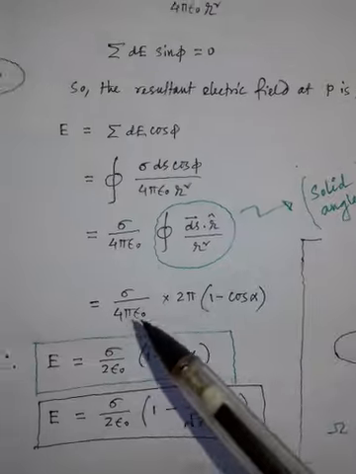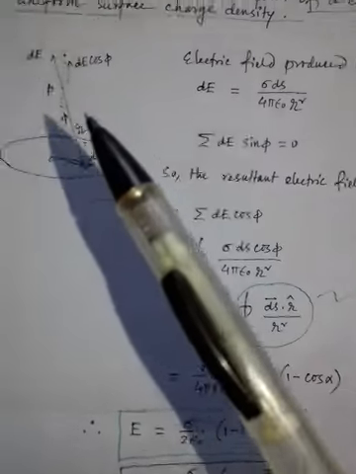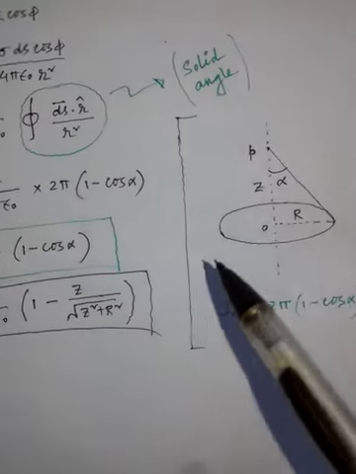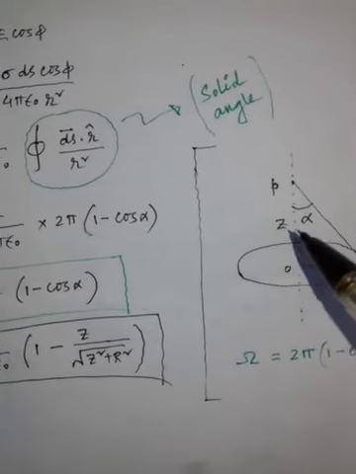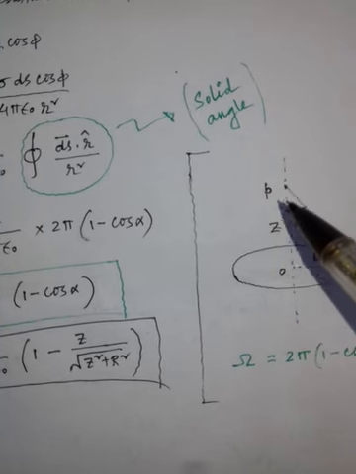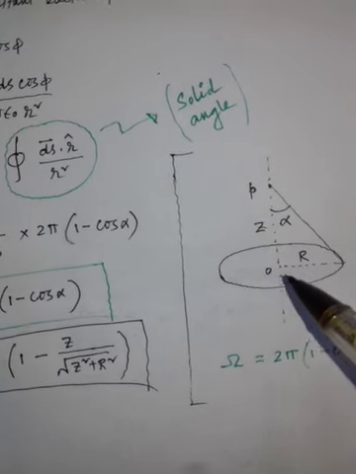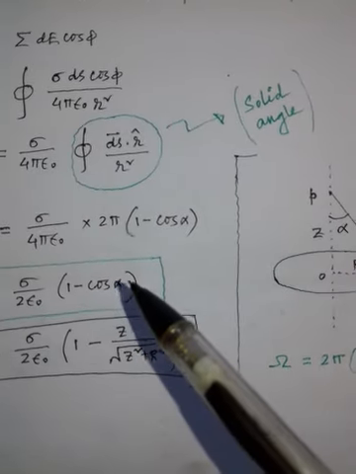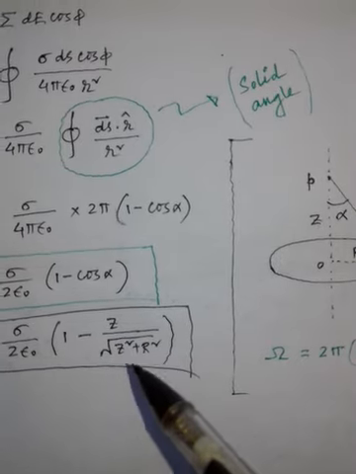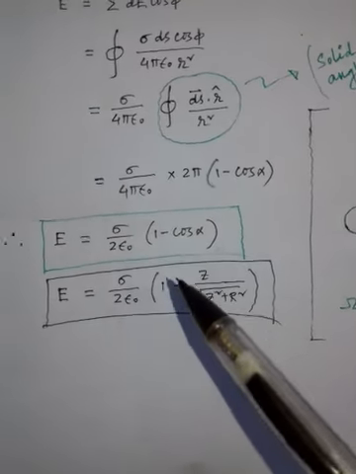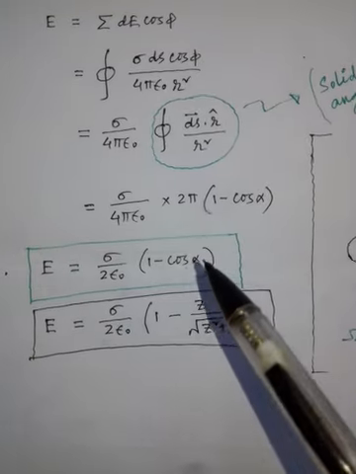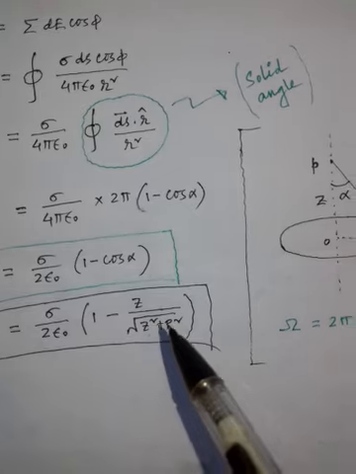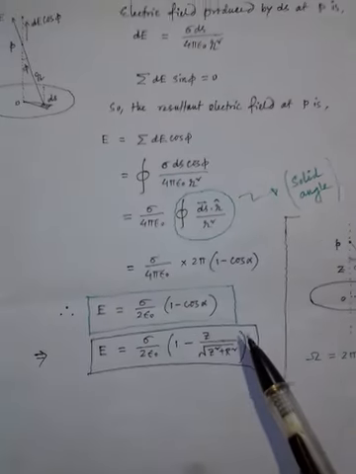If we put this, then we get the electric field at P as sigma by 2 epsilon naught into 1 minus cos alpha. Look at this figure. If we take this point at a distance z over the disk and the radius of the disk as capital R, then cos alpha takes the form z by root over z square plus R square. So another expression of this field is sigma by 2 epsilon naught into 1 minus z by root over z square plus R square. Thanks.